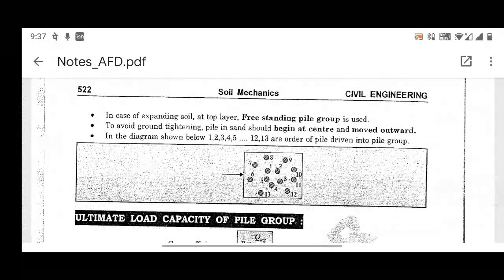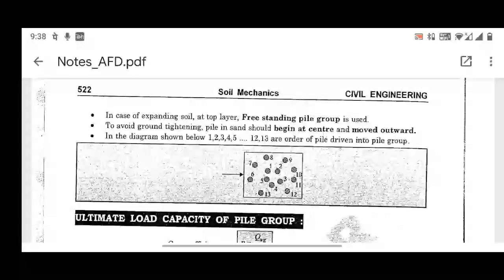So why are we doing the arrangement like this? So that we can have gradual ground tightening, right? Because if you install piles across the corners, then at the center you will find that the soil will get compacted or densified, and in that case you will not be able to install the pile at the center. So to avoid ground tightening, or to avoid densification in soil, we generally install the pile at the center first.